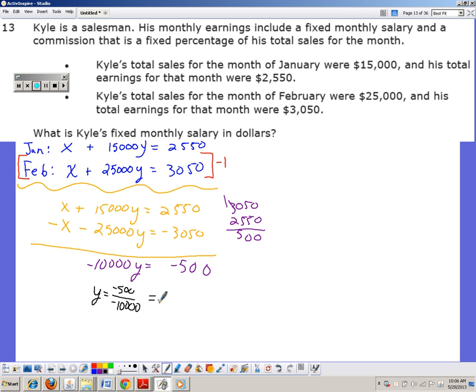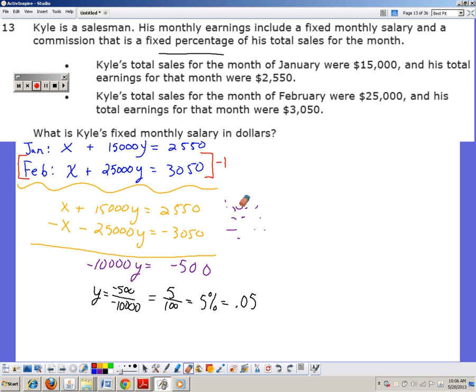When we simplify, we get a positive 5 over 100. Since Y is a percent, we're just going to say Y equals 5%, which is equal to, as a decimal, 0.05. Okay? Our next step is plug in y to find x.